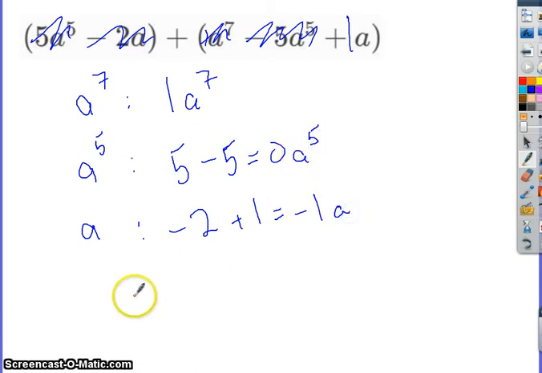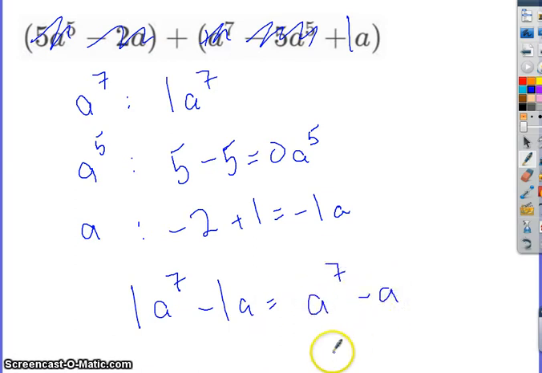All right, so altogether, the final answer is 1a to the 7th, no a to the 5th, I don't need to write 0, minus 1a. Or if I don't want to write those ones, just a to the 7th minus a. And incidentally, the way to type this in would be a caret 7 minus a. All right, next question.